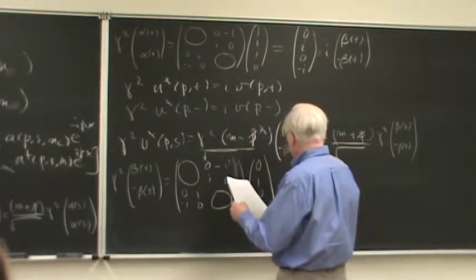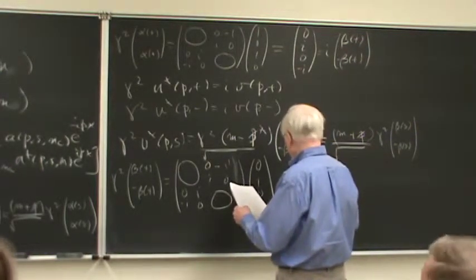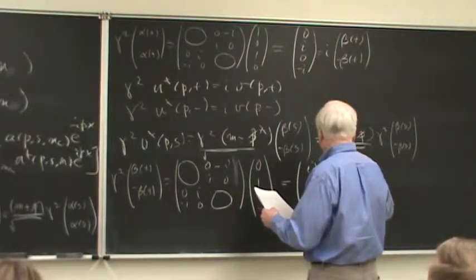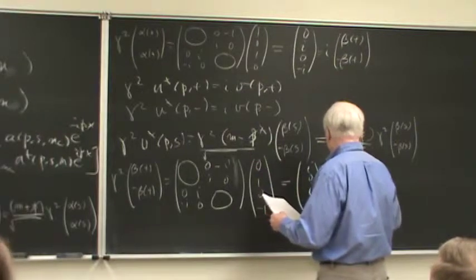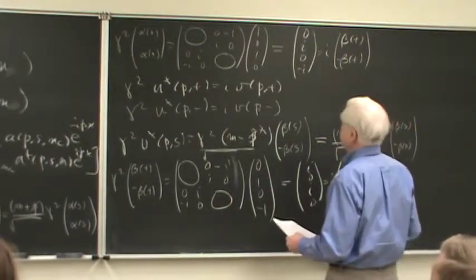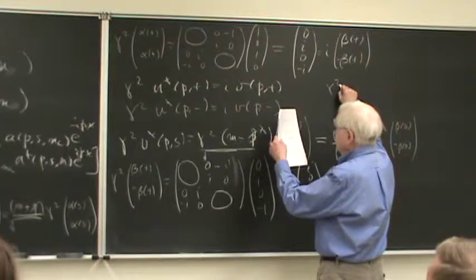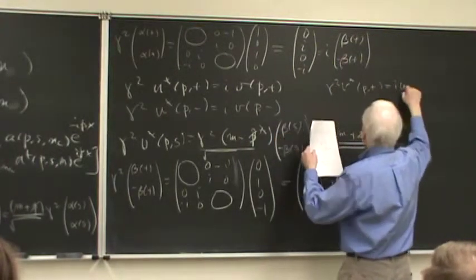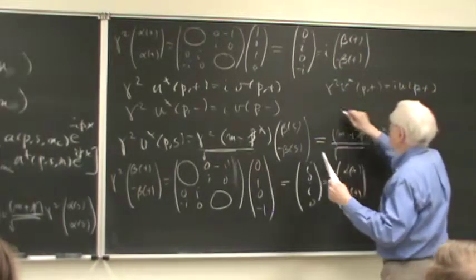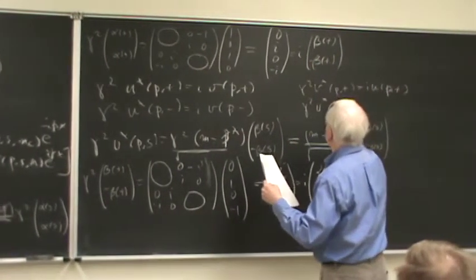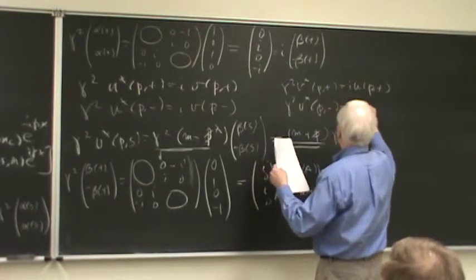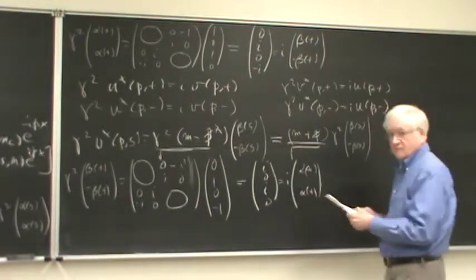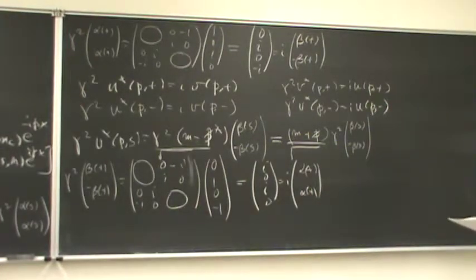And now what is this? Well, this turns out to be I times alpha plus, alpha plus. And so the lesson then is gamma 2 V star of P plus is I U of P plus. And gamma 2 V star of P minus is I U of P minus. Questions? All right.